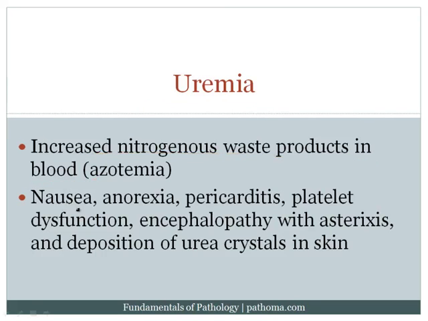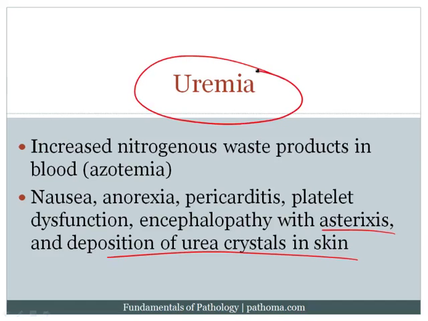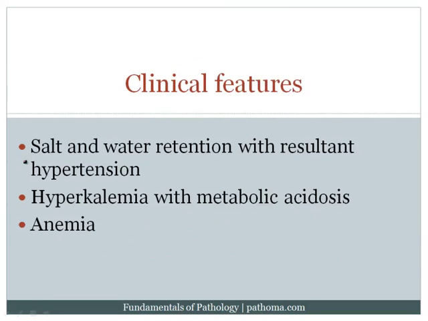For example, the patients will have nausea, anorexia, they can develop pericarditis, they get platelet dysfunction, and that's because the uremia inhibits both platelet adhesion and platelet aggregation. They can get encephalopathy with asterixis, and then they can get deposition of urea crystals in the skin. And all of this is sort of the constellation of uremia, which is due to the increased nitrogenous waste products in the blood. In addition, patients can also develop salt and water retention.